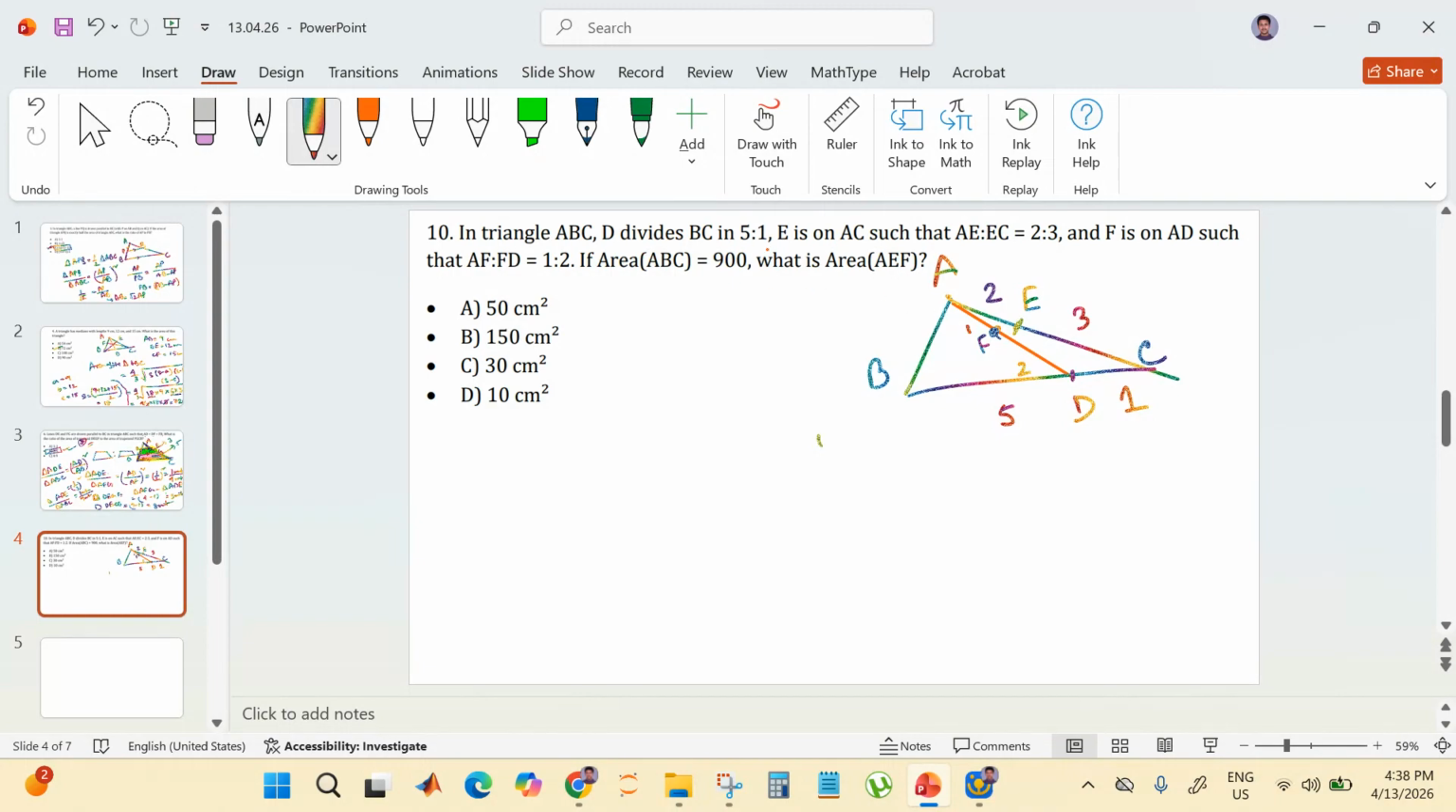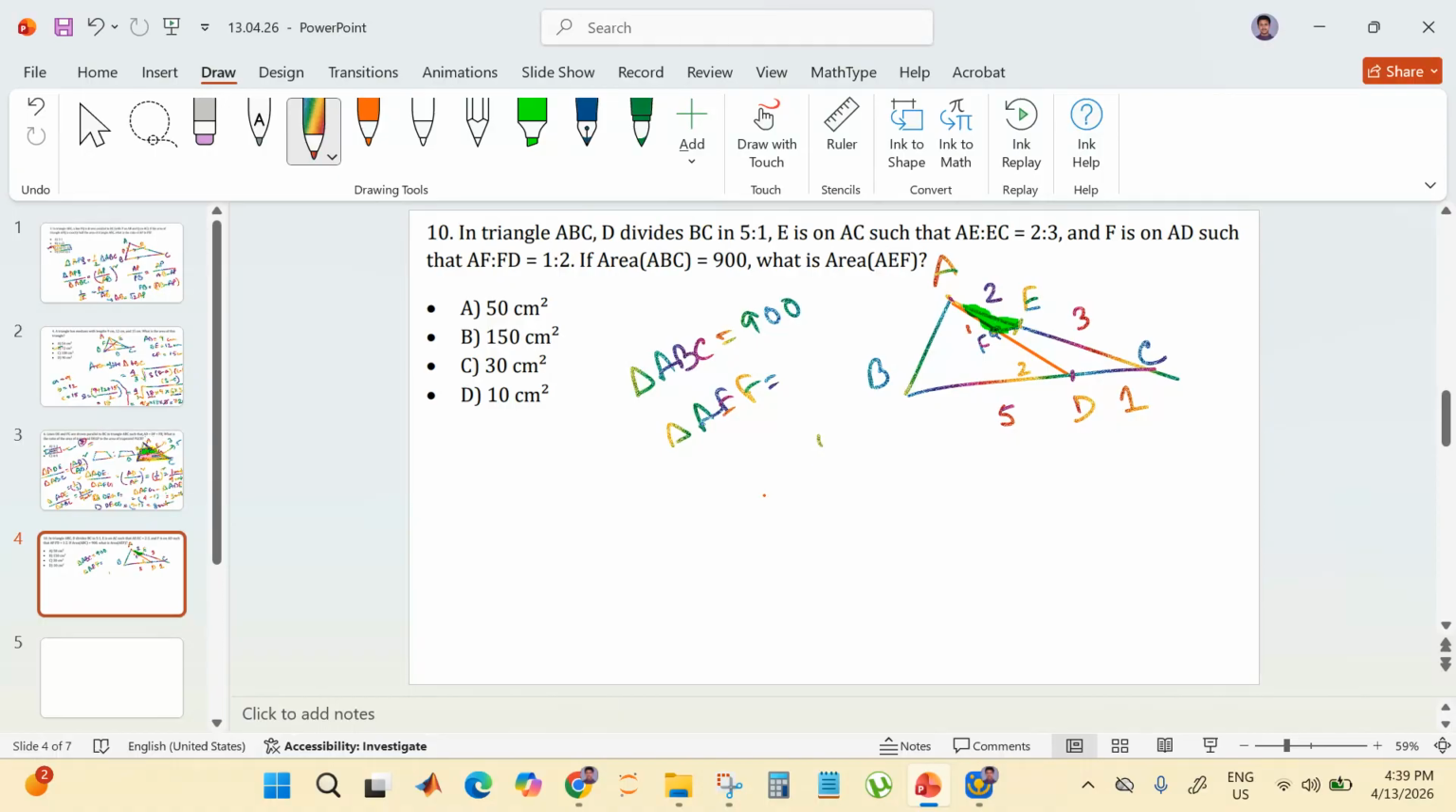If the area of the triangle ABC equals 900, what is the area of triangle AEF? AEF means this triangle, the smaller part, this one. This one you have to find. Just eliminate the not included part of the triangle. That means first eliminate ABD, because this ABD is not the included part of the triangle in question.